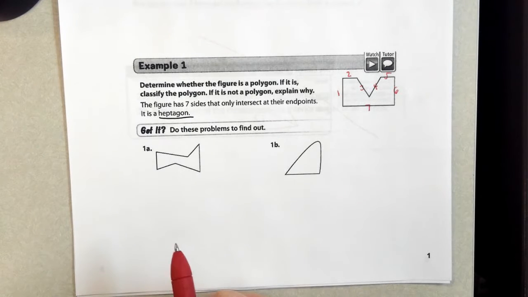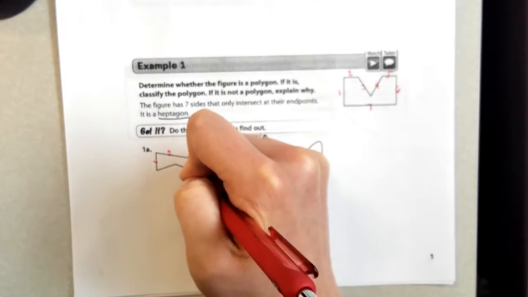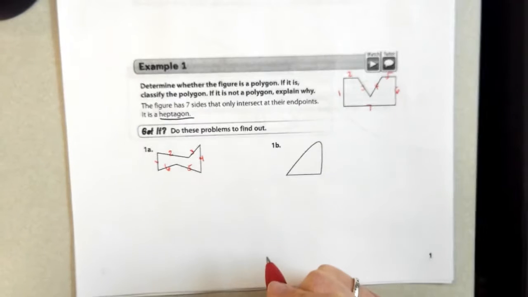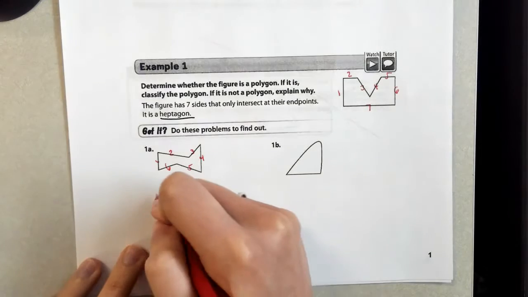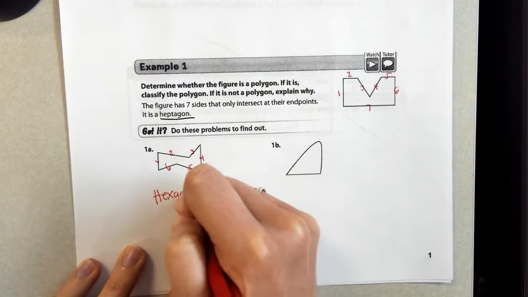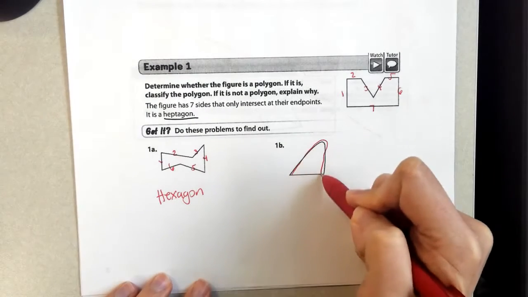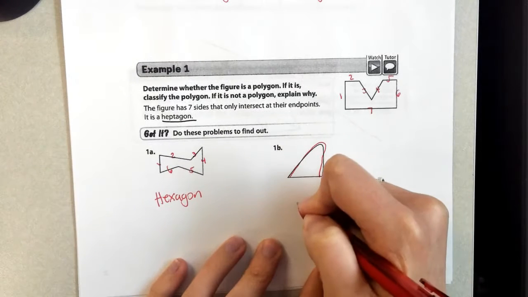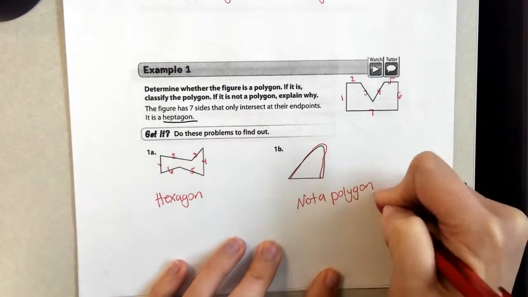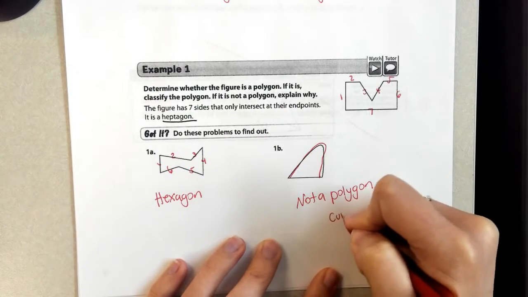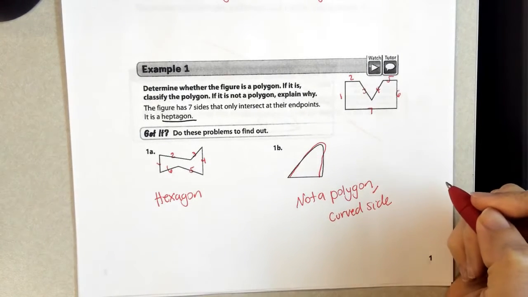In A, since there are 6 sides, 1, 2, 3, 4, 5, 6, and they all intersect at their endpoints, there are no curves. That means this is a hexagon. This one, there is a large curve here, so this is not a polygon. It asked us if it's not, explain why, and the reason is because it has a curved side. Not a polygon, there's a curved side to it. Okay?